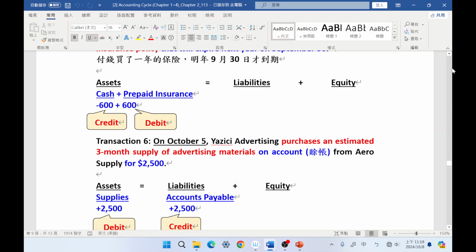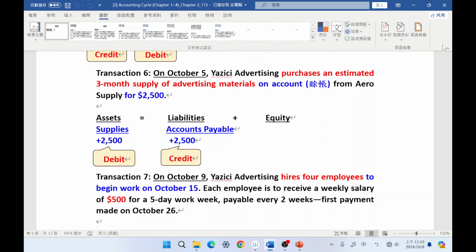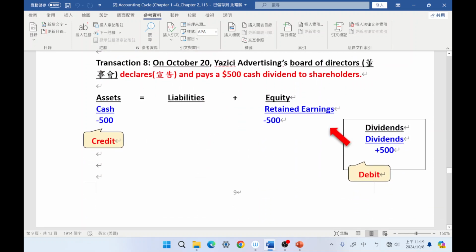You don't need to care about the purse increase. We just focus on the numbers because one increase, of course, one decrease. Sometimes not always. So 600 equal to 600. Okay, one debit, one credit. Debit equal to credit. Transaction 6. Did you find out one debit, one credit? Debit equal to credit. Okay. Transaction 7, nothing. You don't need to do anything. Transaction 8, still one debit, one credit. Debit equal to credit. Any questions?